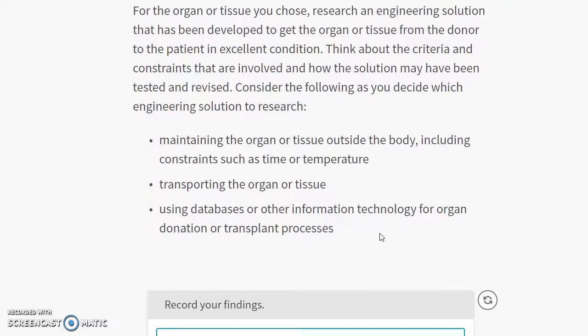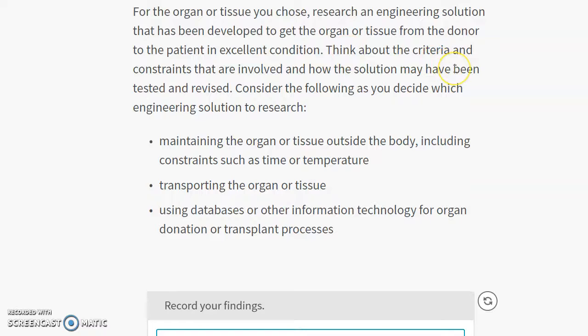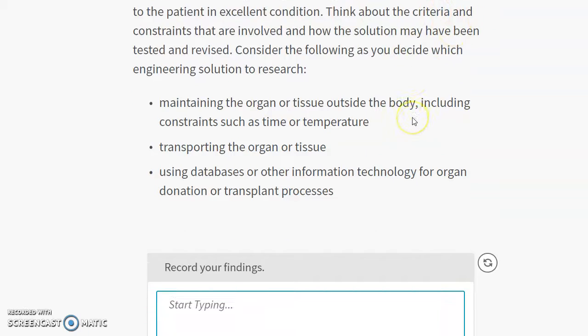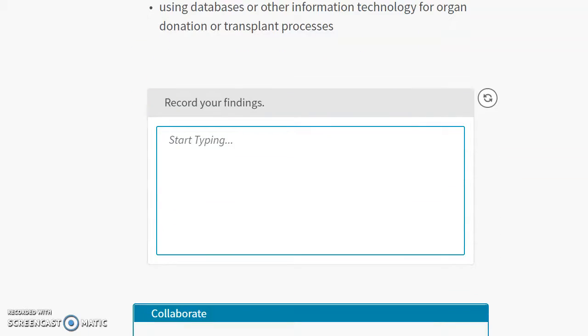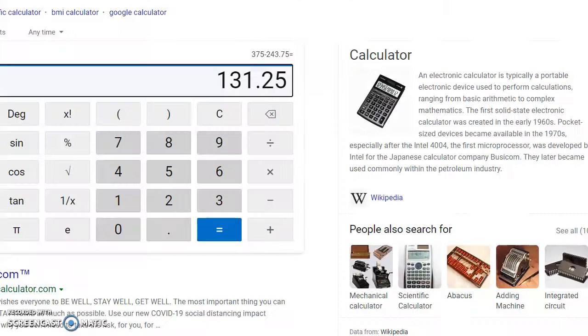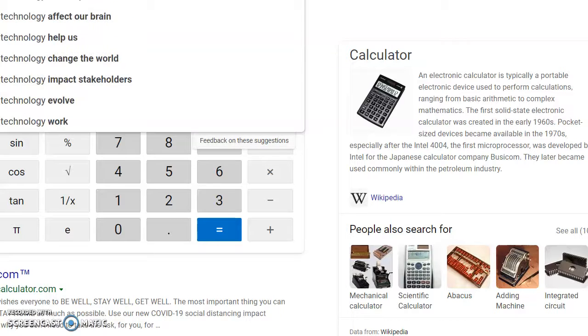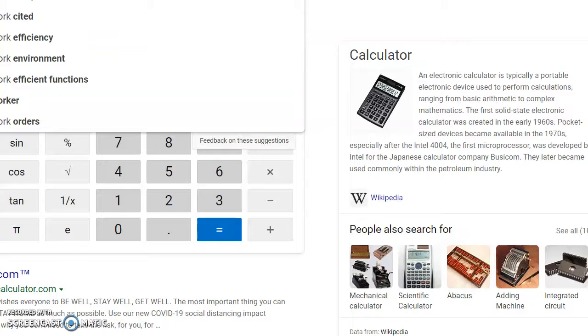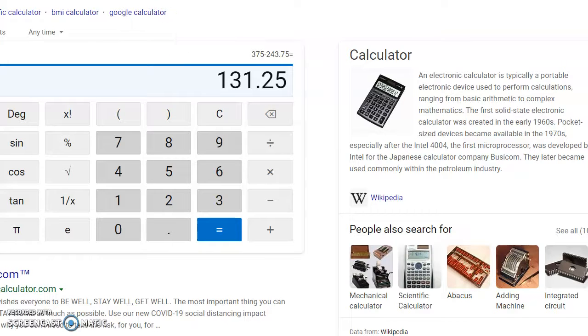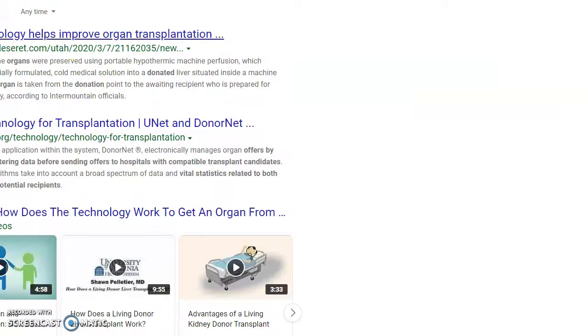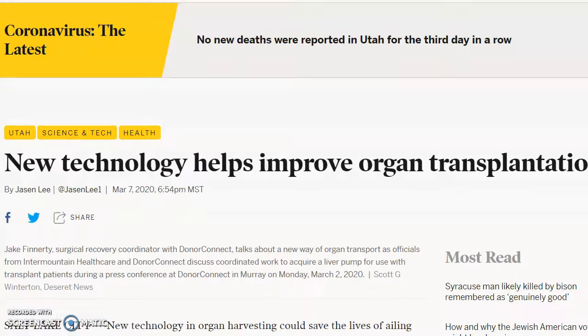So research an engineering solution that is developed to get the organ or tissue from the donor to the patient. Okay, so let's research. How does the technology work to get an organ from the donor to the transplant? You guys are hopefully typing that in your own search engine. So this is going to talk a little bit more about that.